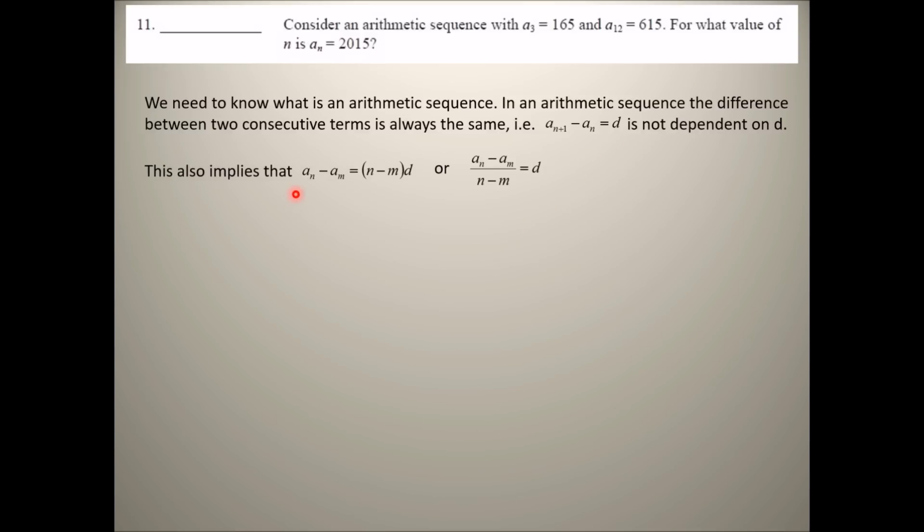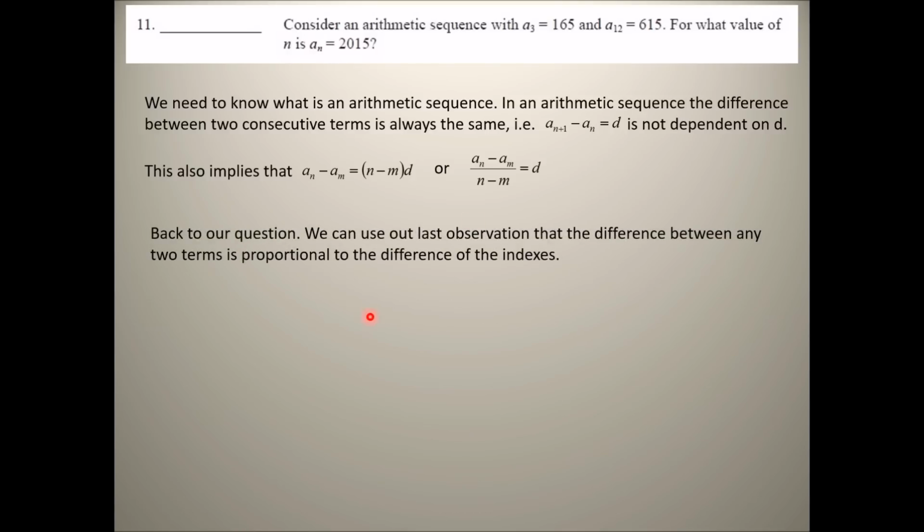So this implies that a_n minus a_m equals n minus m times d, or a_n minus a_m over n minus m equals d. So back to the question here. We can use these observations to find d, the difference. So a12 minus a3 over 12 minus 3 equals d, and a_n minus a12 over n minus 12 is equal to d. Since d is the same, we can say that these two are the same, and we can solve for n.